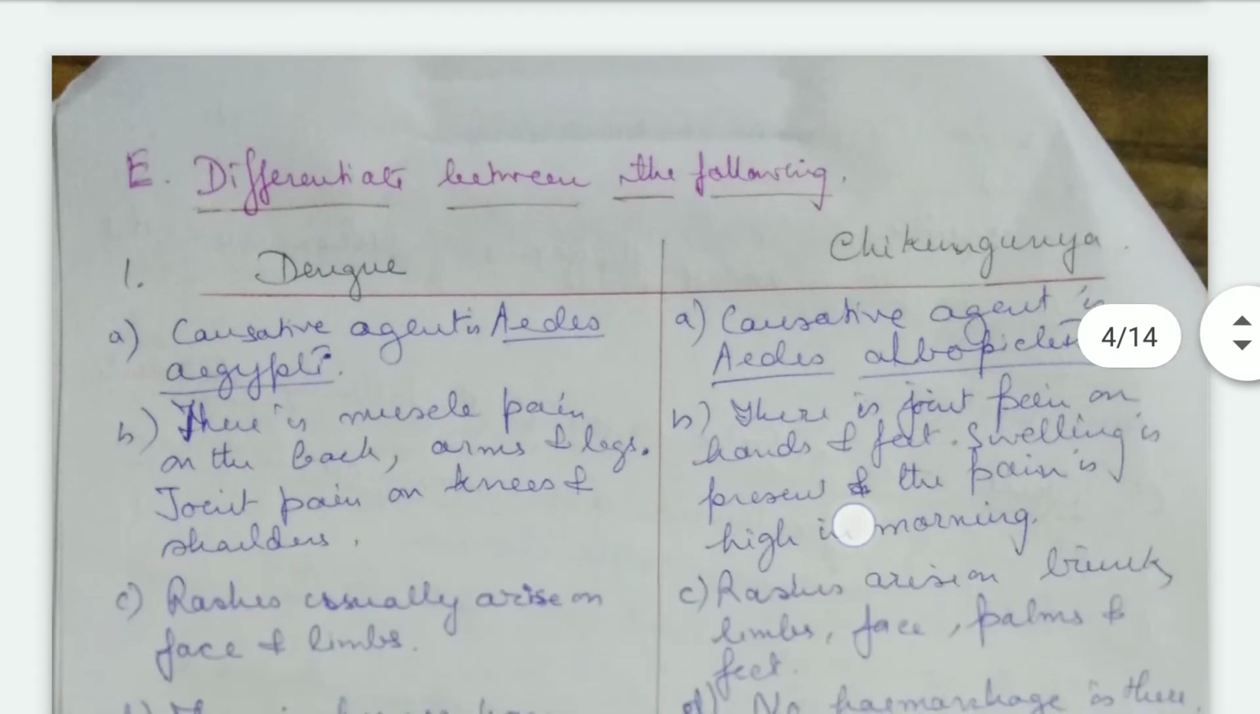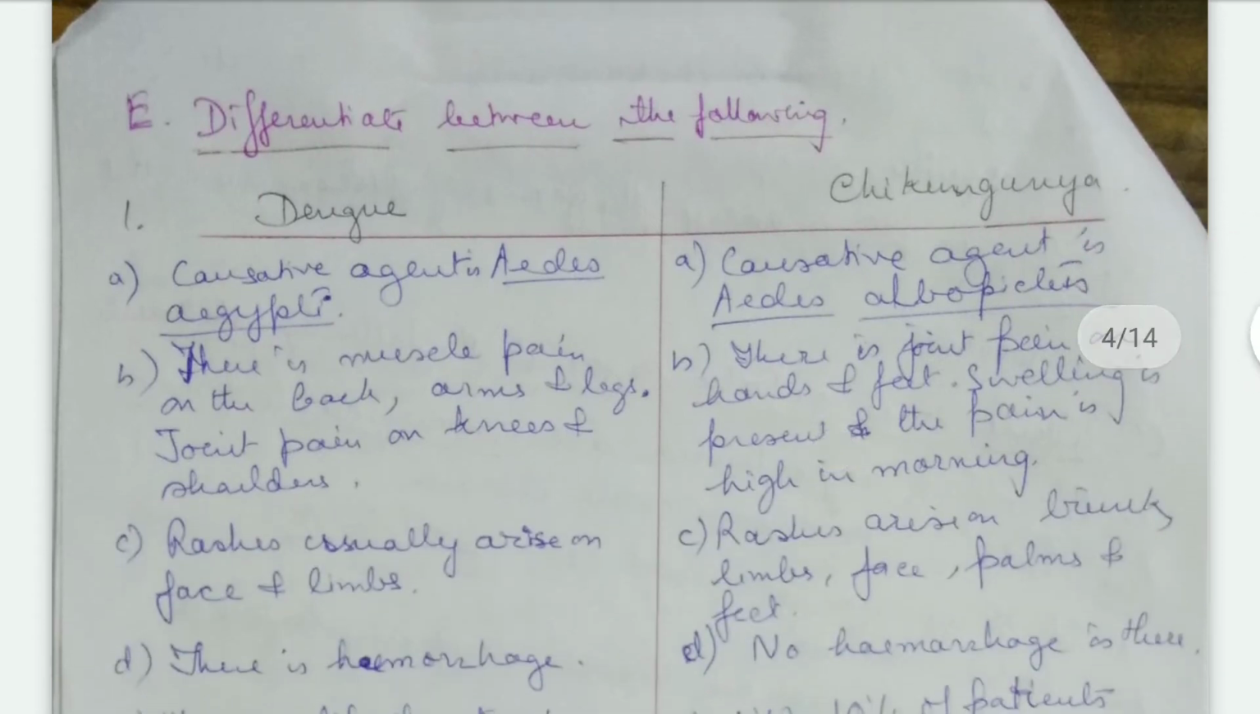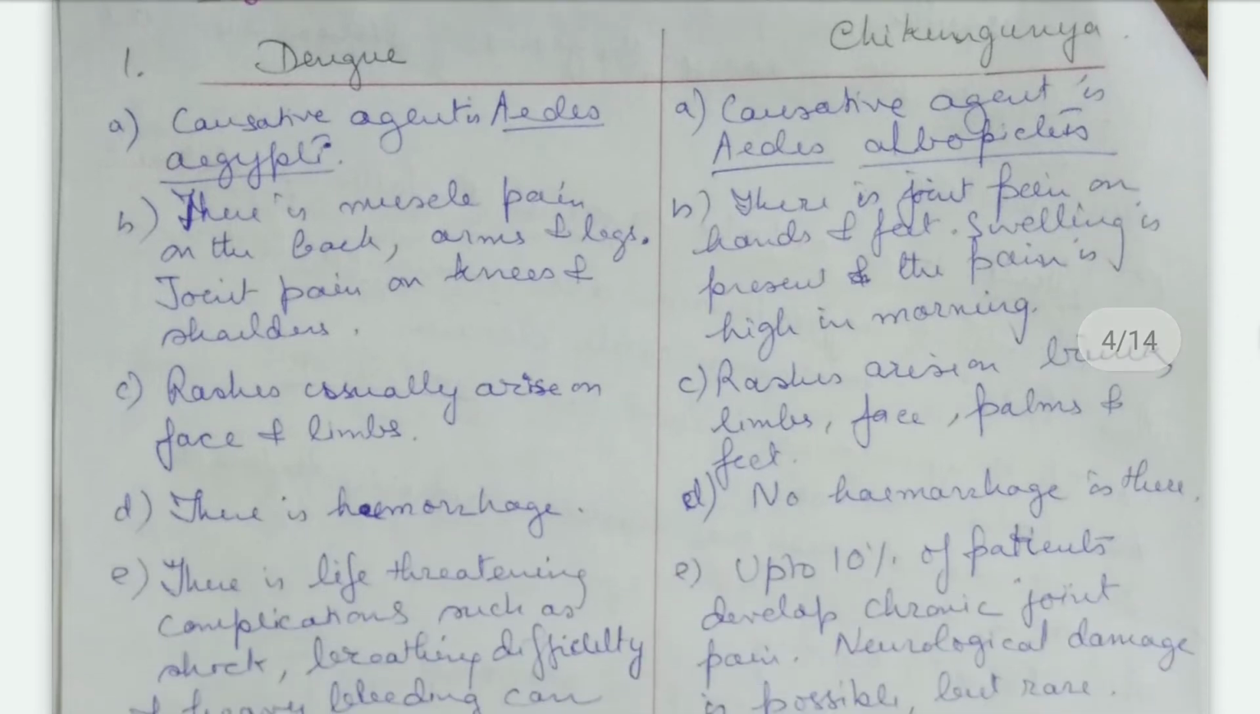Then we come to differentiate between the following. First is dengue and chikungunya. The dengue vector is Aedes aegypti, and for chikungunya the vector is Aedes albopictus. In dengue, there is muscle pain on the back, arms and legs, and joint pain on knees and shoulders. But in chikungunya, there is joint pain on hands and feet.